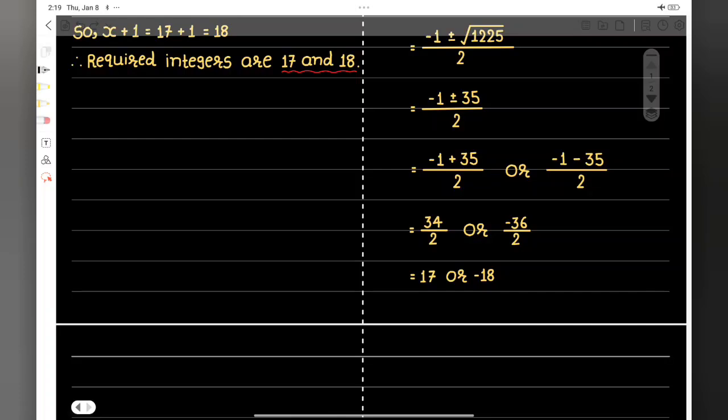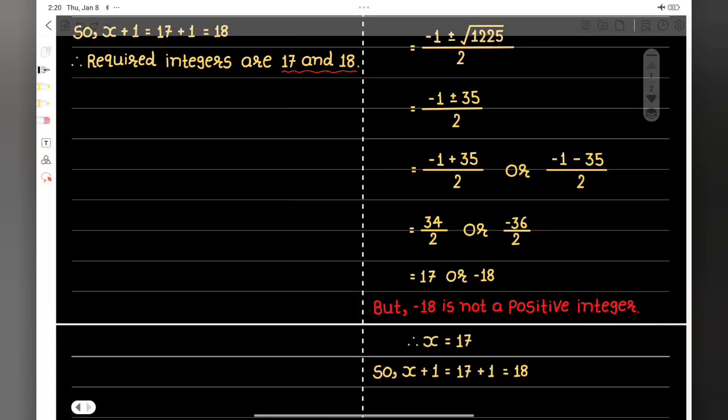But the question is find positive integers. But minus 18 is not a positive integer. Therefore x is equal to 17. If x is 17, then next consecutive positive integer is x plus 1, means 17 plus 1, 18. So the required integers are 17 and 18.